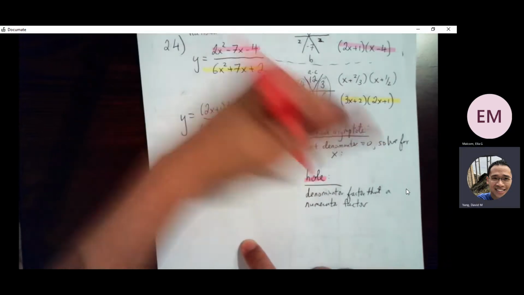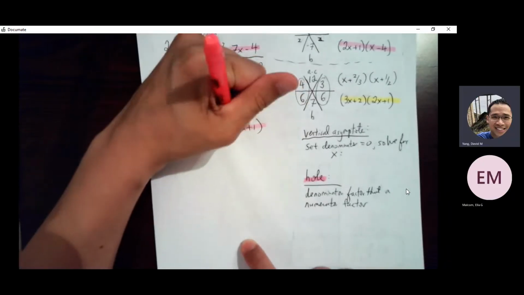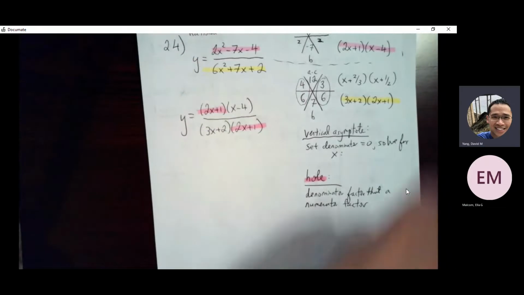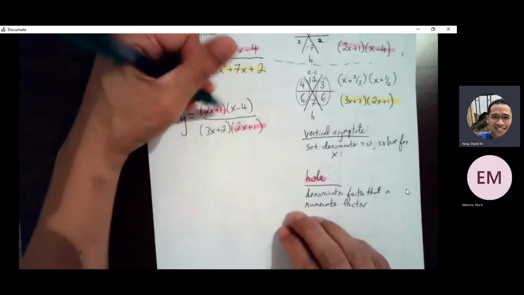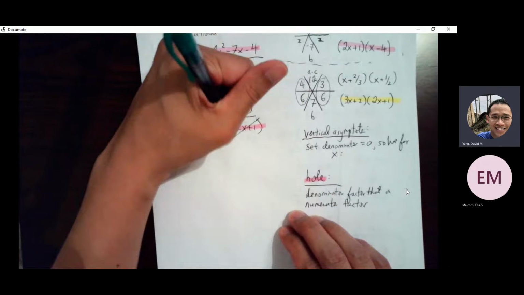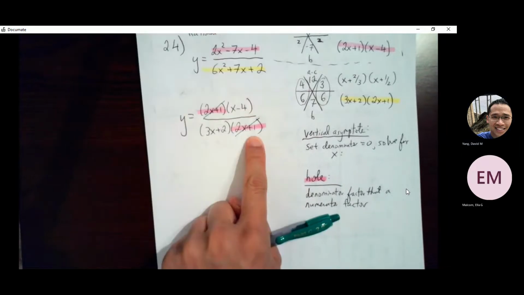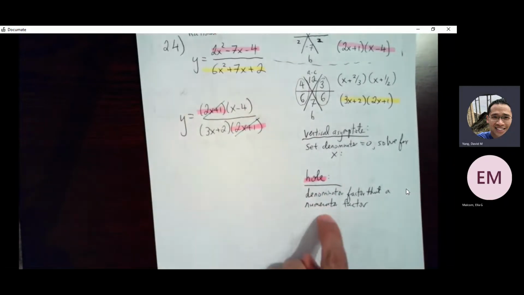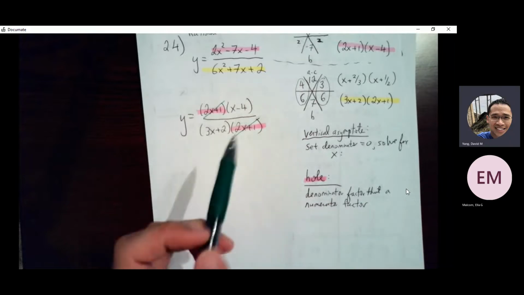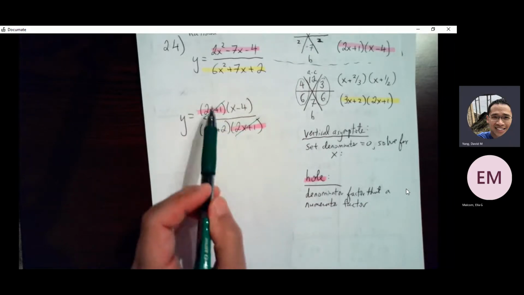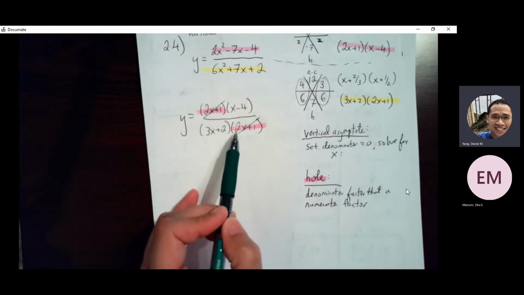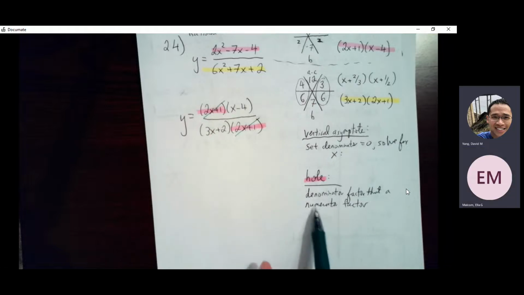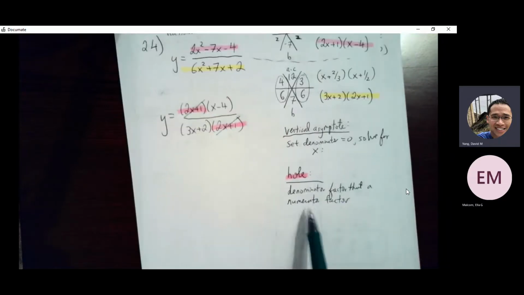So the hole is going to come from the 2x + 1. It removes itself. You can cancel it out, but there's going to be residual. There's going to be something left over, and that's where that hole is. It's not quite as big as a vertical asymptote, but it's still going to leave a mark on the graph. So we set that factor equal to 0. We solve for x, and that's going to tell us where that hole is in the graph.